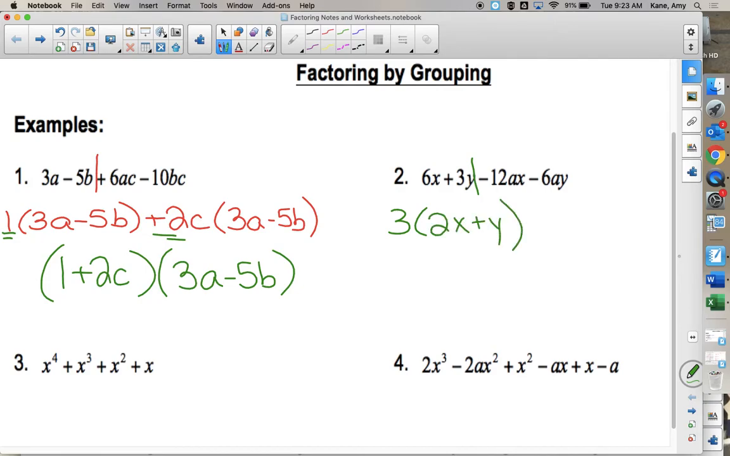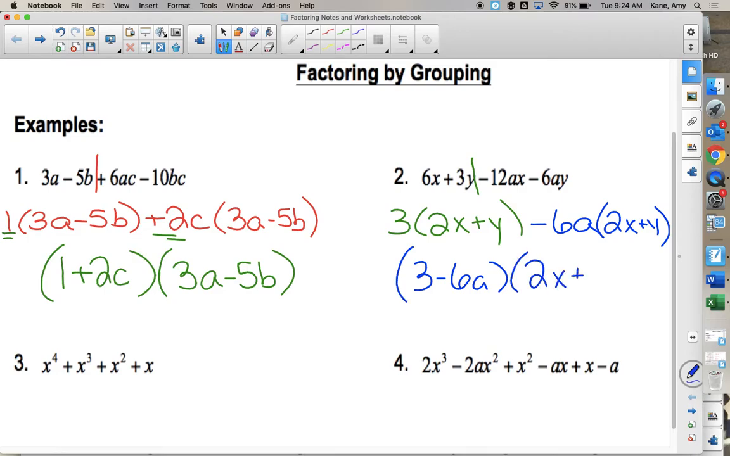Yes, the 2x. Okay, plus y. And then the second? You could take out a 6 actually. Yeah, negative 6 and an a. And then what do you have left? 2x plus 1. Good. So we have 3 minus 6a and 2x plus what?